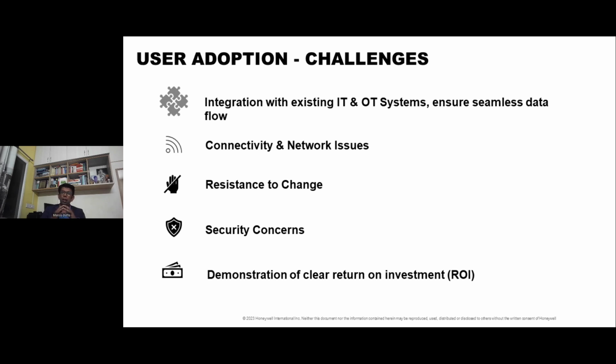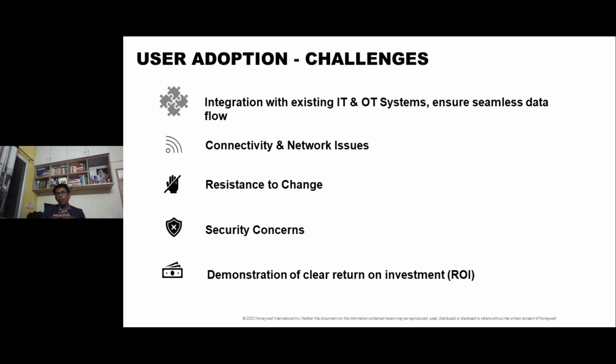Then there is a human aspect of it. Normally, in human behavior, there is always a resistance to change. People get into a comfort zone if they're working in a particular way for some time, and there will be resistance to change. So on the next slide, we'll talk a little more about why there is a resistance to change.